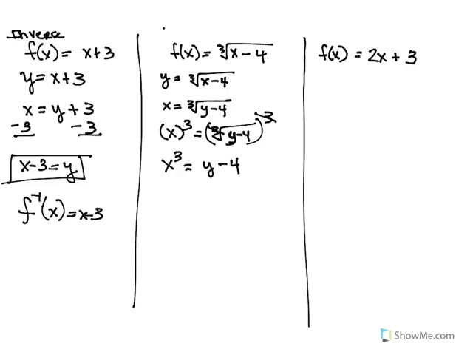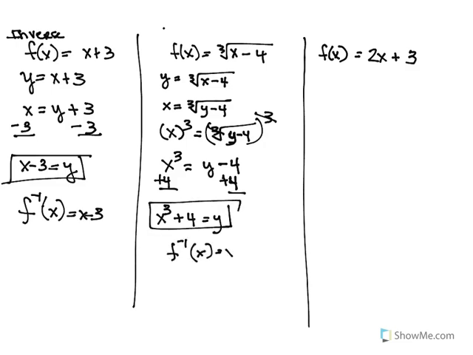Now I can move the 4 to the other side of the equal sign. So if I'm trying to get y by itself, it's a minus 4, so I would plus 4. So x cubed plus 4 equals y. And that would be the answer. And remember your inverse notation, just in case you see that. Alright, so then on the last one, you should pause it and see if you can do it.